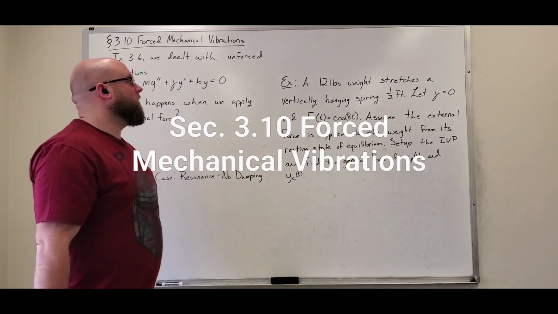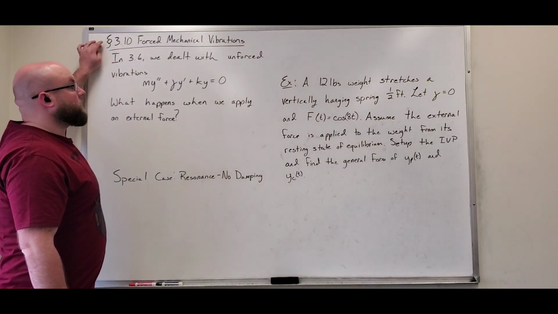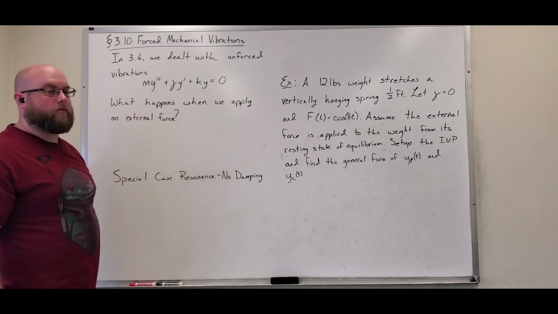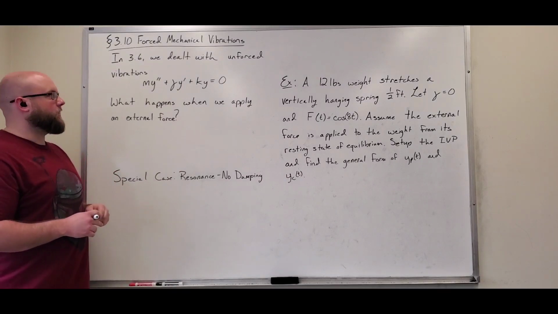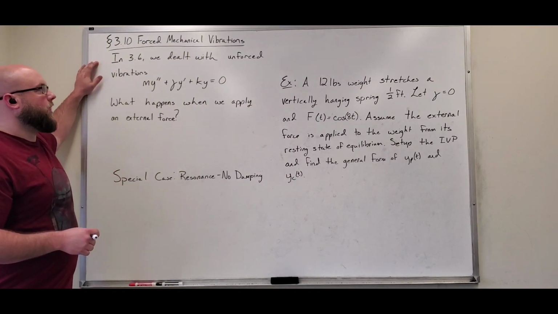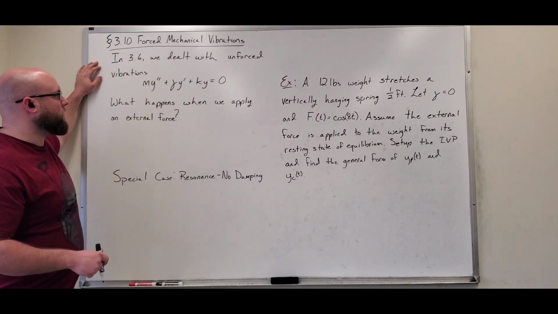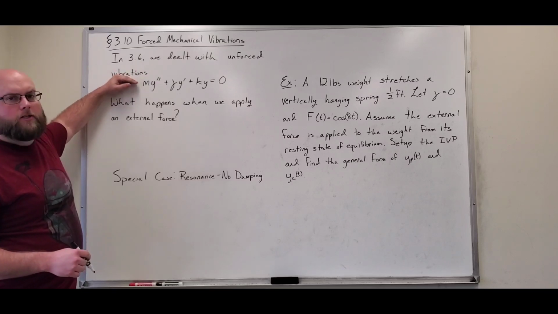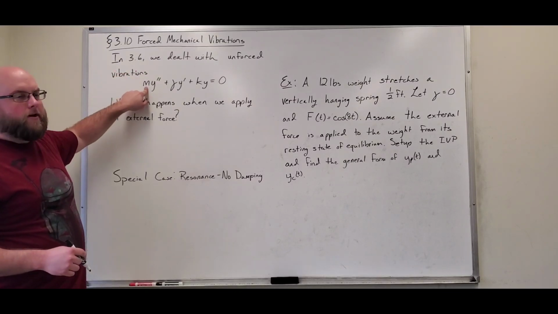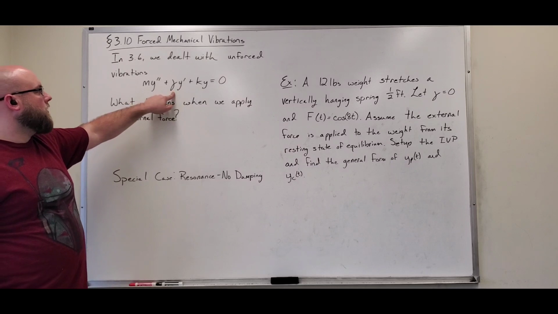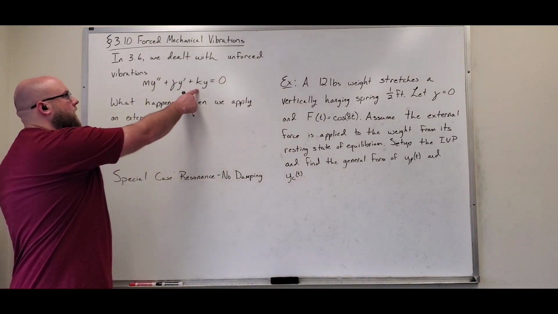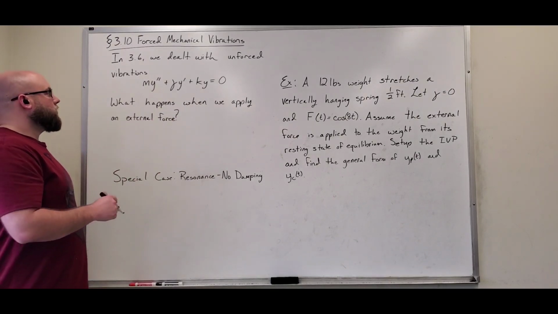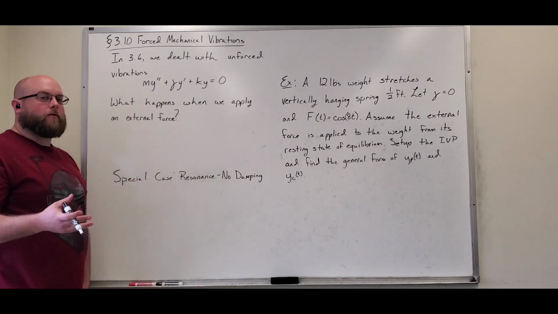Good afternoon, everybody. So today we're going to talk about section 3.10, forced mechanical vibrations. Previously in 3.6, we talked about what happens when unforced mechanical vibrations occur. We have this homogeneous linear equation where m is the mass of the object, gamma is our damping coefficient, and k is the spring's constant. So what happens when we apply an external force?